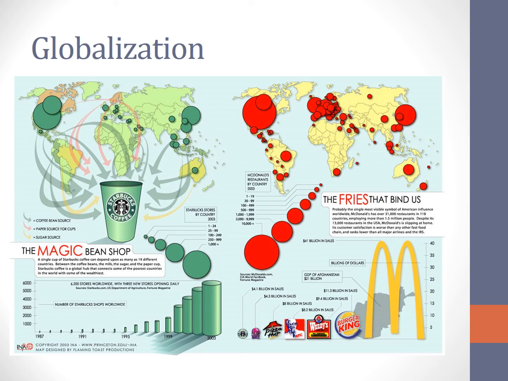This series of images contains graphs and proportional symbol maps that show the globalization of Starbucks and McDonald's. The maps show how many Starbucks stores and McDonald's restaurants are found in each country. The Starbucks map also shows the sources of coffee beans, paper products, and sugar, which are used for all the Starbucks restaurants. Which countries are the sources for Starbucks products but do not contain any stores?